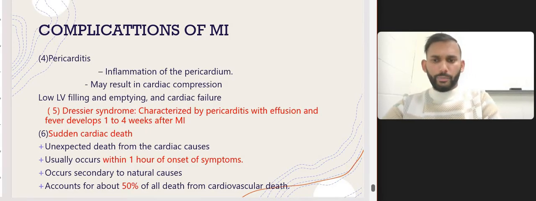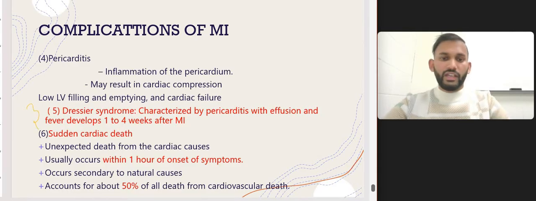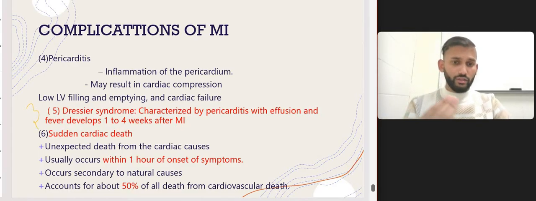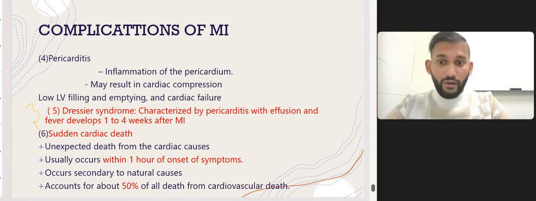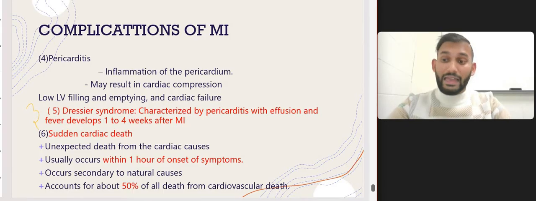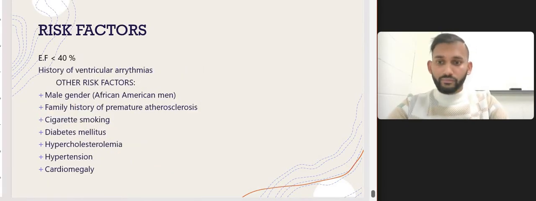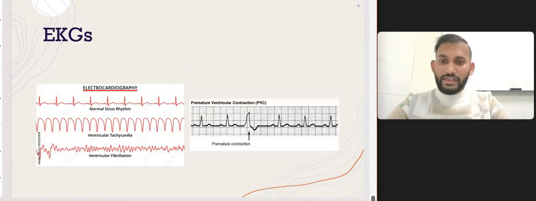But the one I want you to pay attention to is Dressler syndrome. It's characterized by pericarditis, so inflammation of the pericardium, the sac that surrounds the heart, but now there is an effusion and fever that develops 1 to 4 weeks after the heart attack. And these are the other risk factors. And now we have the EKGs, which you need to know.